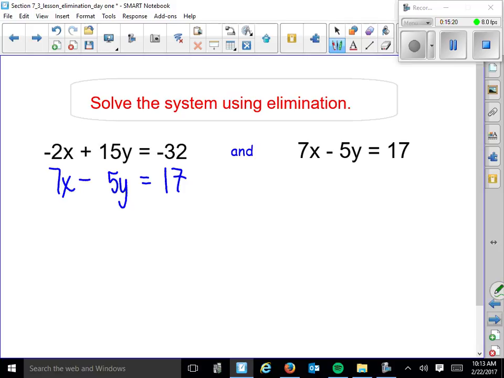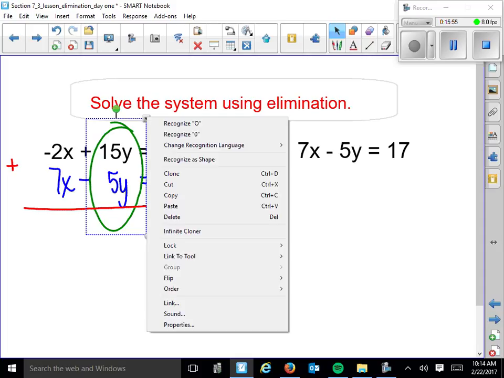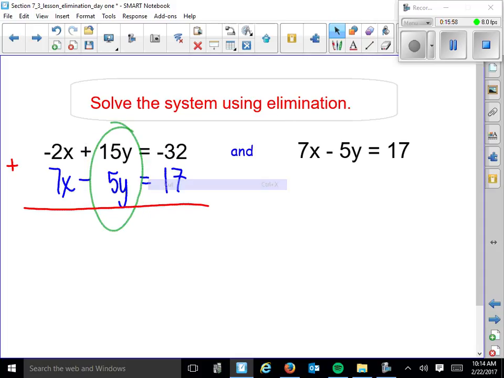And I'm going to look at what would happen if I just went ahead and added the two equations together as is. Well, the x's would not cancel out because their coefficients are not opposites. And the y's would also not be eliminated because their coefficients are also not opposites. So this problem is going to require more work. That's good because we love more work.